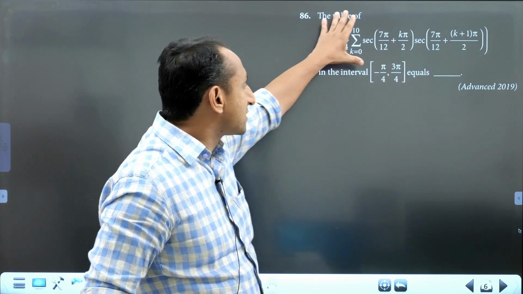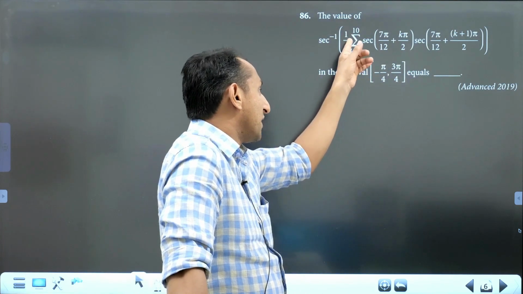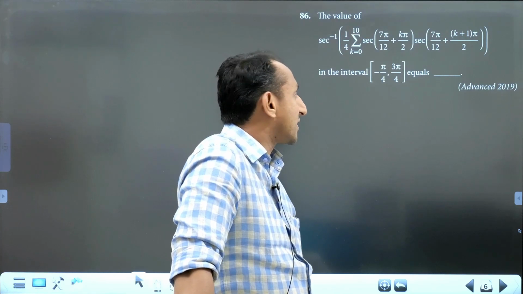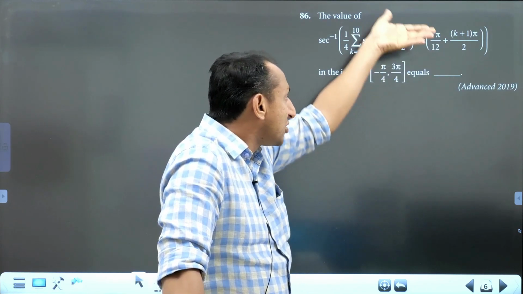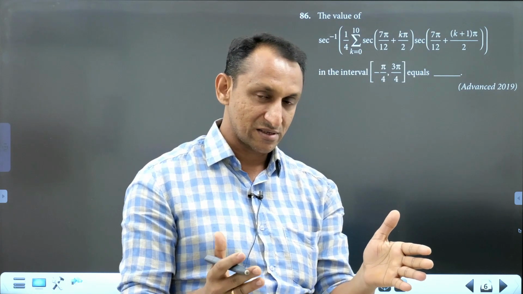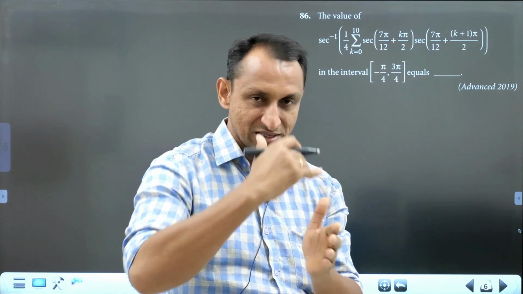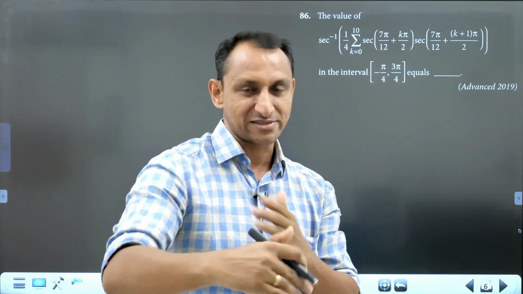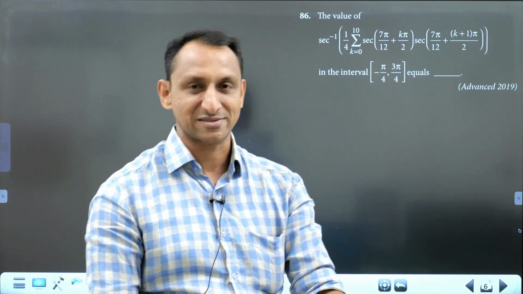We simplify the term inside the bracket. Here sigma k is equal to 0 to 10. We convert this sec into 1 by cos and split it as one term minus another term. When you substitute k equal to 1, 2, 3, and so on and add, similar terms cancel. Only two terms remain. That's the method we use here.